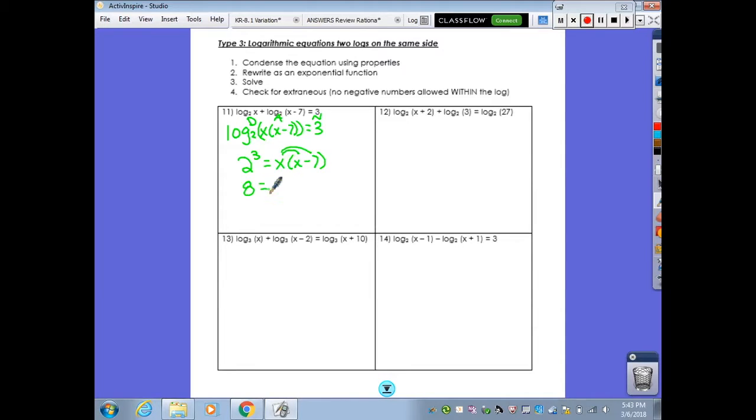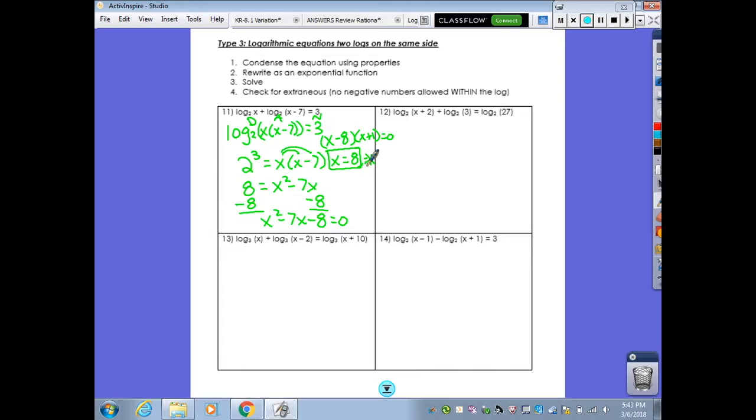So 2 to the third is 8. x squared minus 7x. Subtract 8. x squared minus 7x minus 8 is equal to 0. This factored is going to be x minus 8 times x plus 1 equals 0. And x is going to be equal to 8 and negative 1. However, negative 1 is not going to work because when we put negative 1 back in here, we get a negative underneath our log. So our only answer is x is equal to 8.